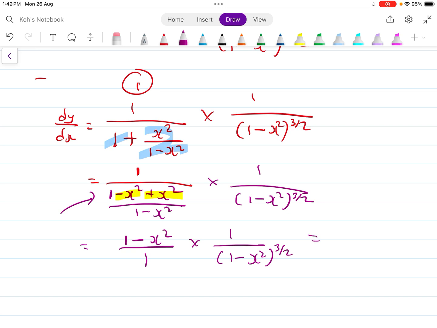At the end of the day, I can simplify further because this is to the power of 1 and this is to the power of 3 over 2. So you can do the cancellation as well, giving 1 over 1 minus x squared to the power of half. So that is how we do the differentiation for this tan inverse.